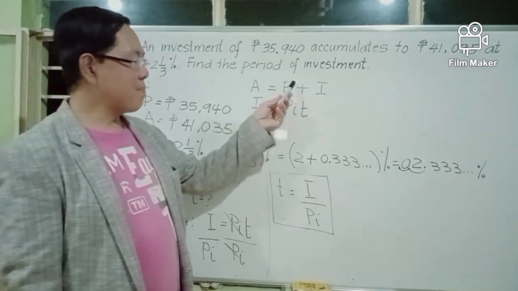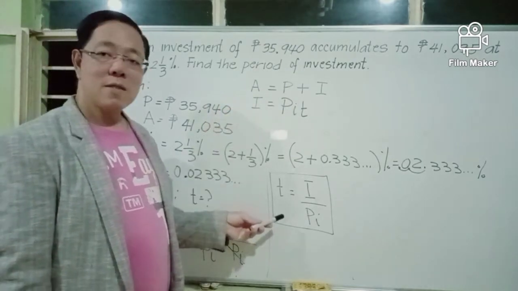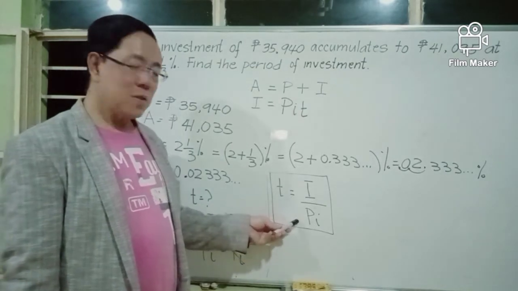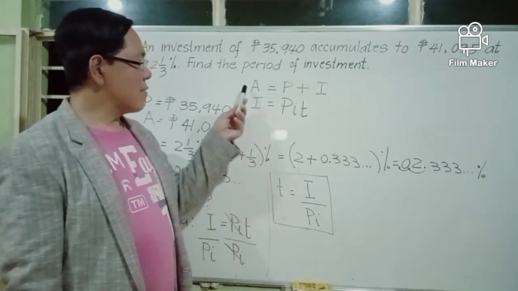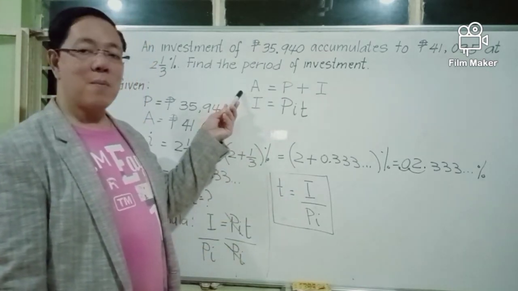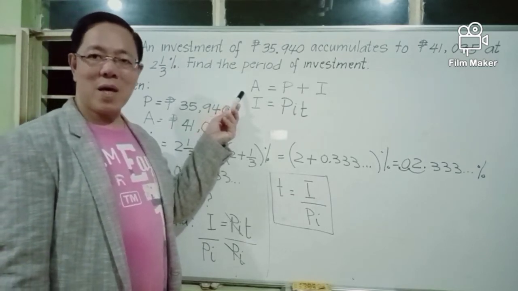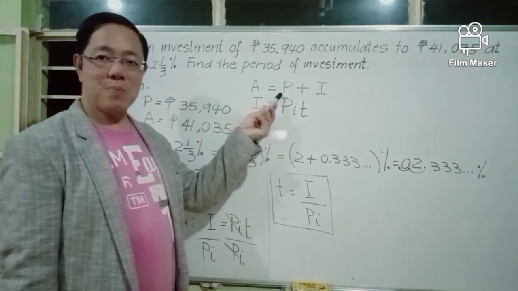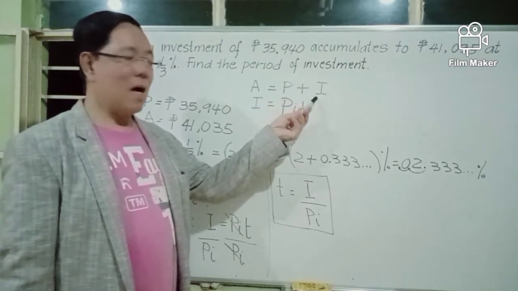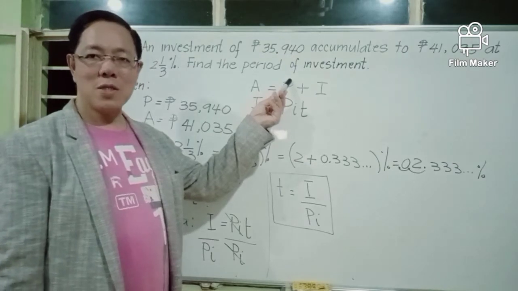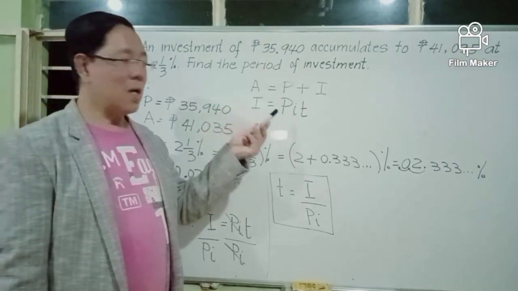by transposing P to the left hand side. Thus, to be able to solve for T using this formula, we have to find first the amount of interest capital I. And we can find the amount of interest capital I from this formula for accumulated value, because accumulated value A is given, the amount of principal is given. And to solve for the amount of interest capital I, we simply transpose the original amount invested, principal, to the left hand side. We do that.